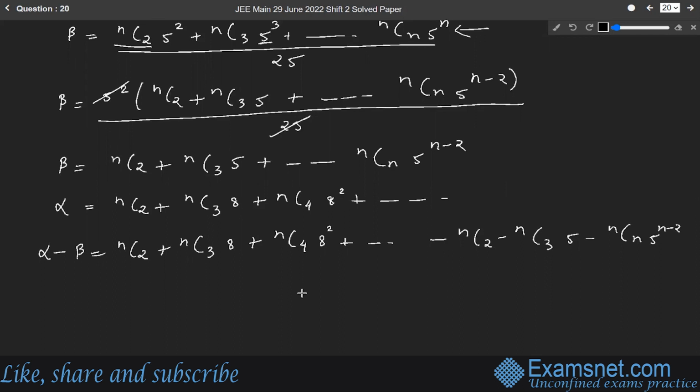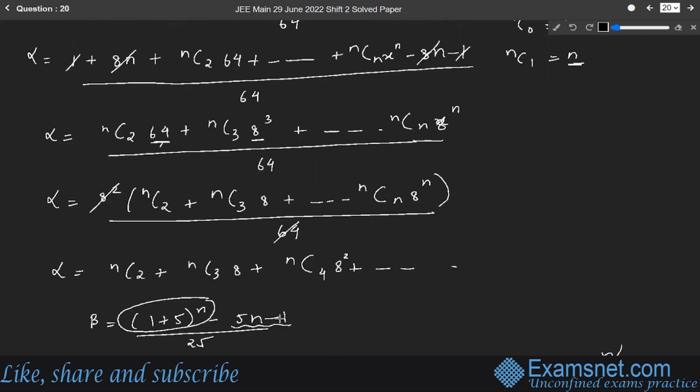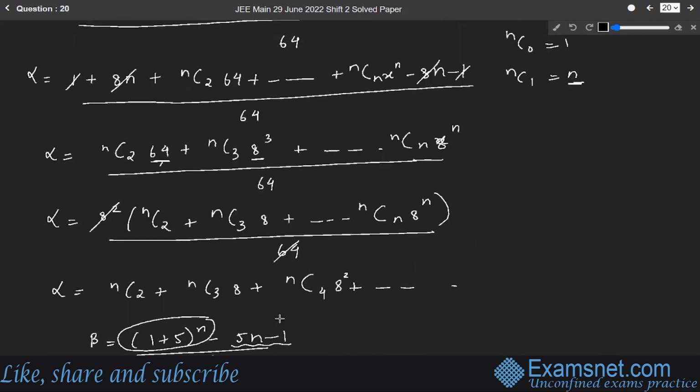And if we notice here, for alpha also the last term will be what? nCn into 8 power n minus 2. Okay, because we have taken 8 square common. When we have taken this 8 square common, the last term will be nCn into 8 power n minus 2, right? Don't forget this part. The last term is a must.